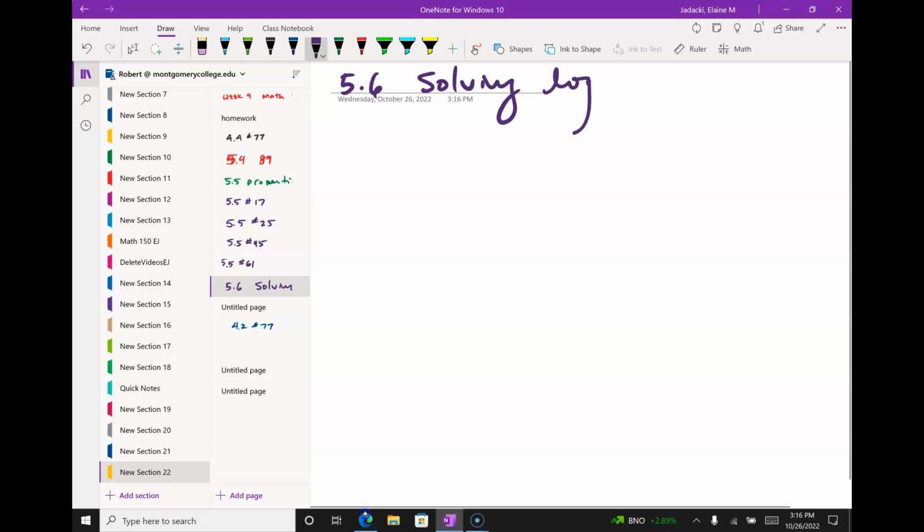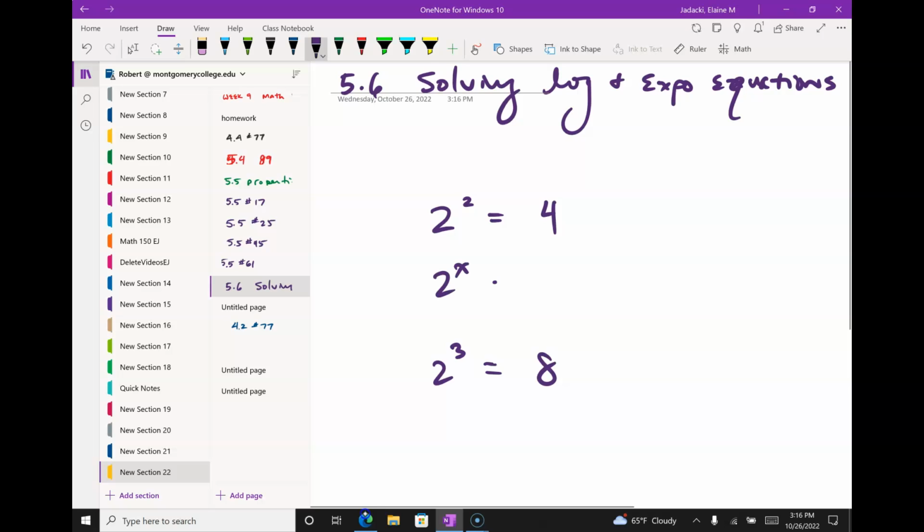So, solving log and expo equations. Let's see, what do we know? 2 squared is 4, and 2 cubed is 8, right? So what exponent gets me to 5? Obviously between what two numbers? 2 and 3. Closer to 2.